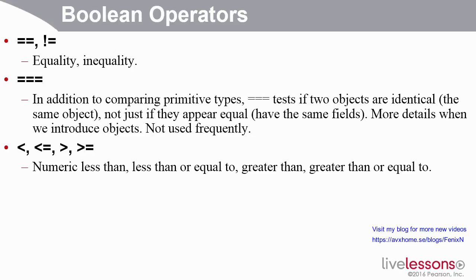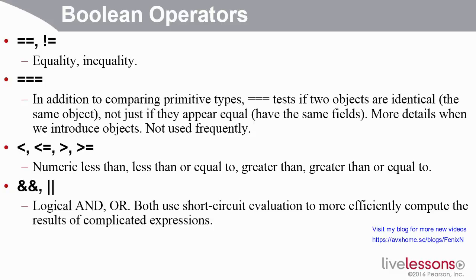Then for comparing numbers, there's the normal things, less than or equal, greater than or equal, and they're pretty obvious, and they have to do with numbers. A double ampersand and a double vertical bar mean and, or. But the important thing is that they do short circuit evaluation. Short circuit evaluation means JavaScript stops checking once it knows the answer, and it always goes left to right.